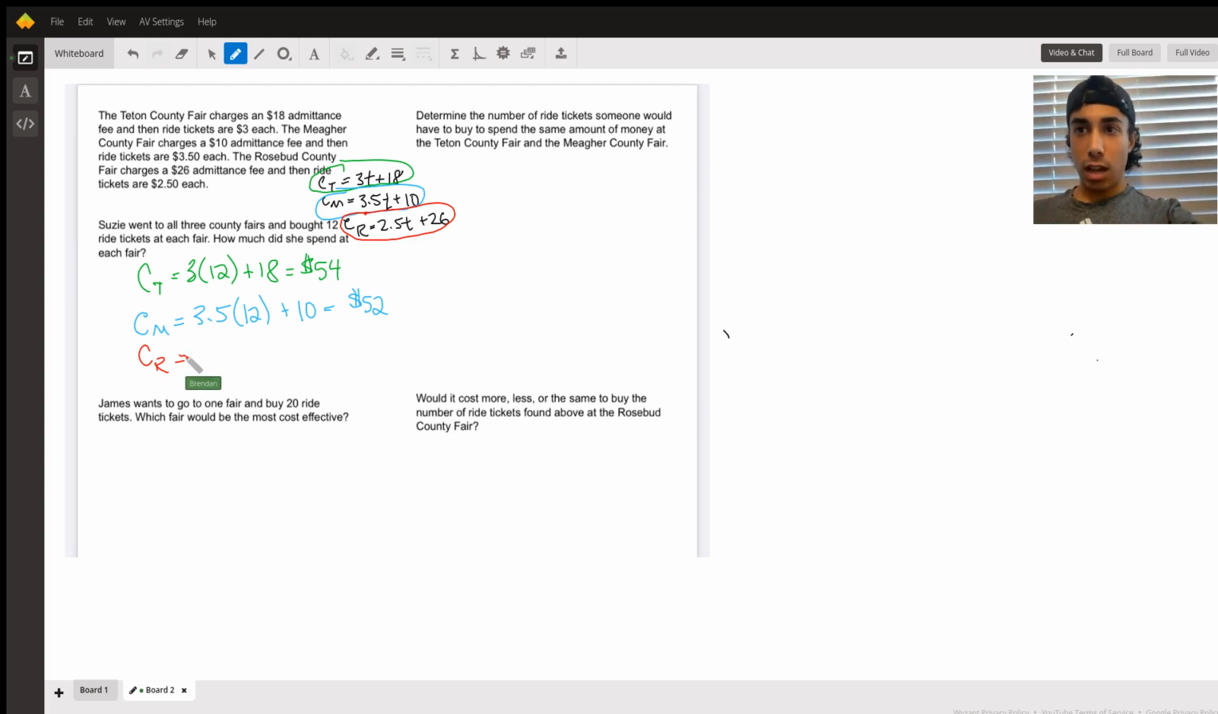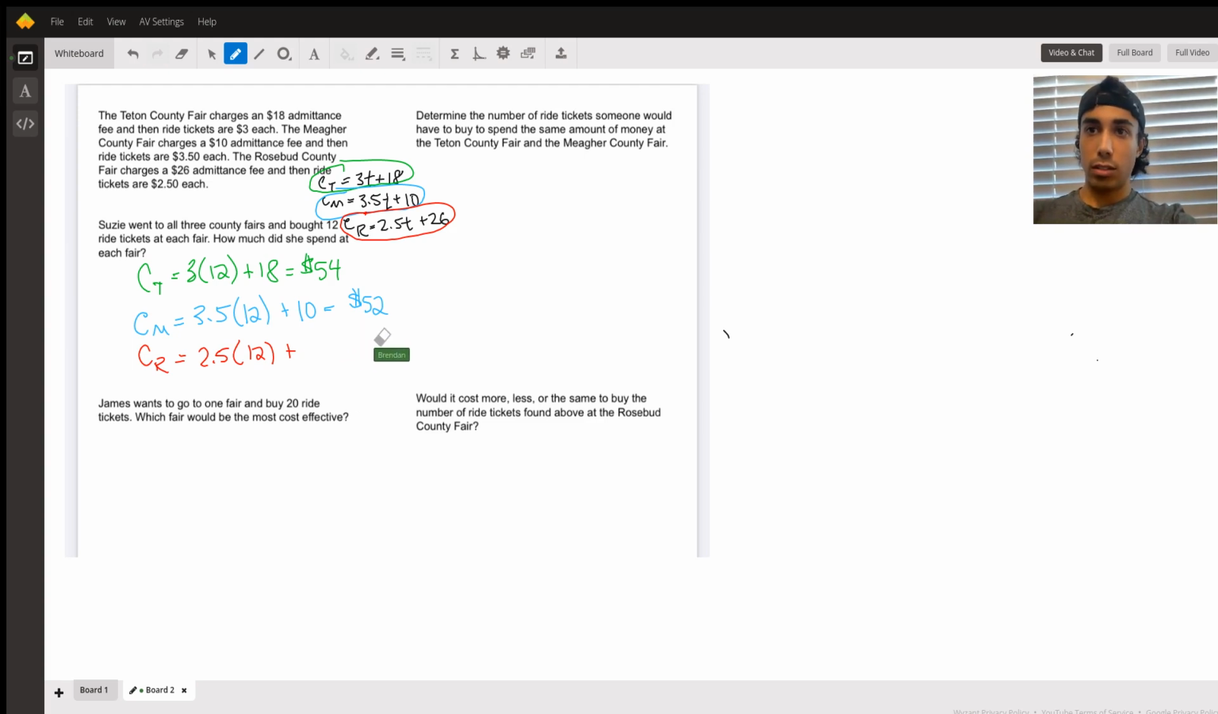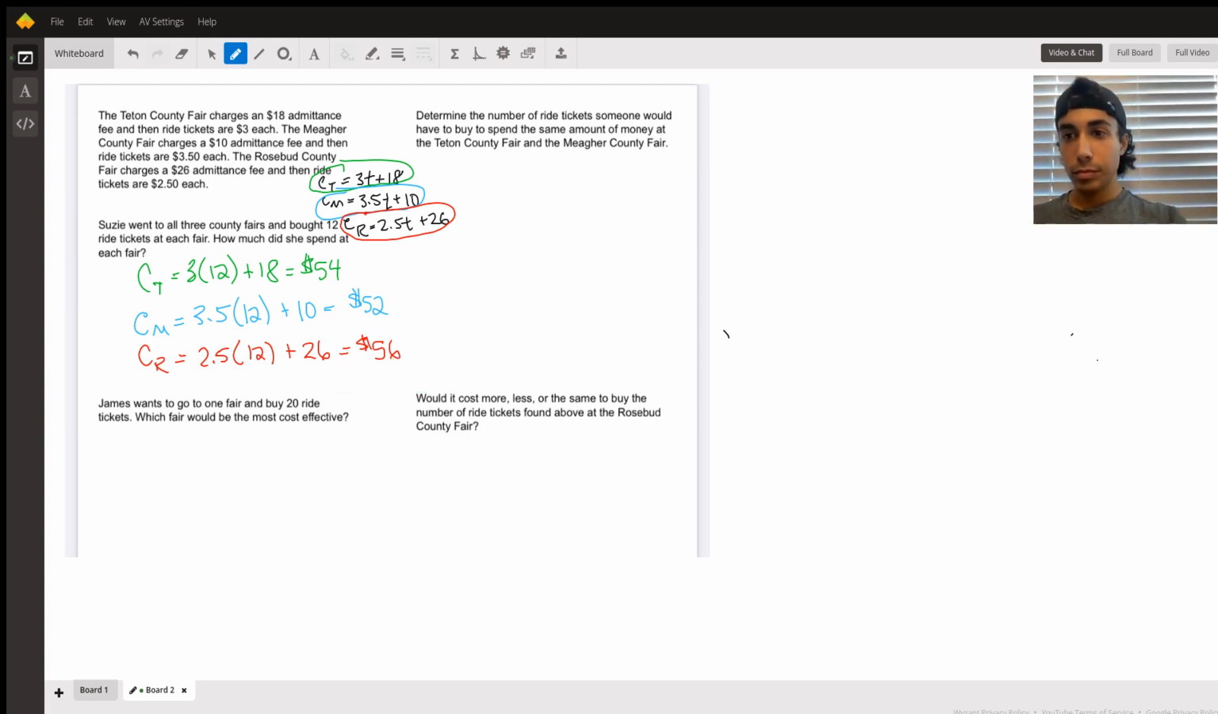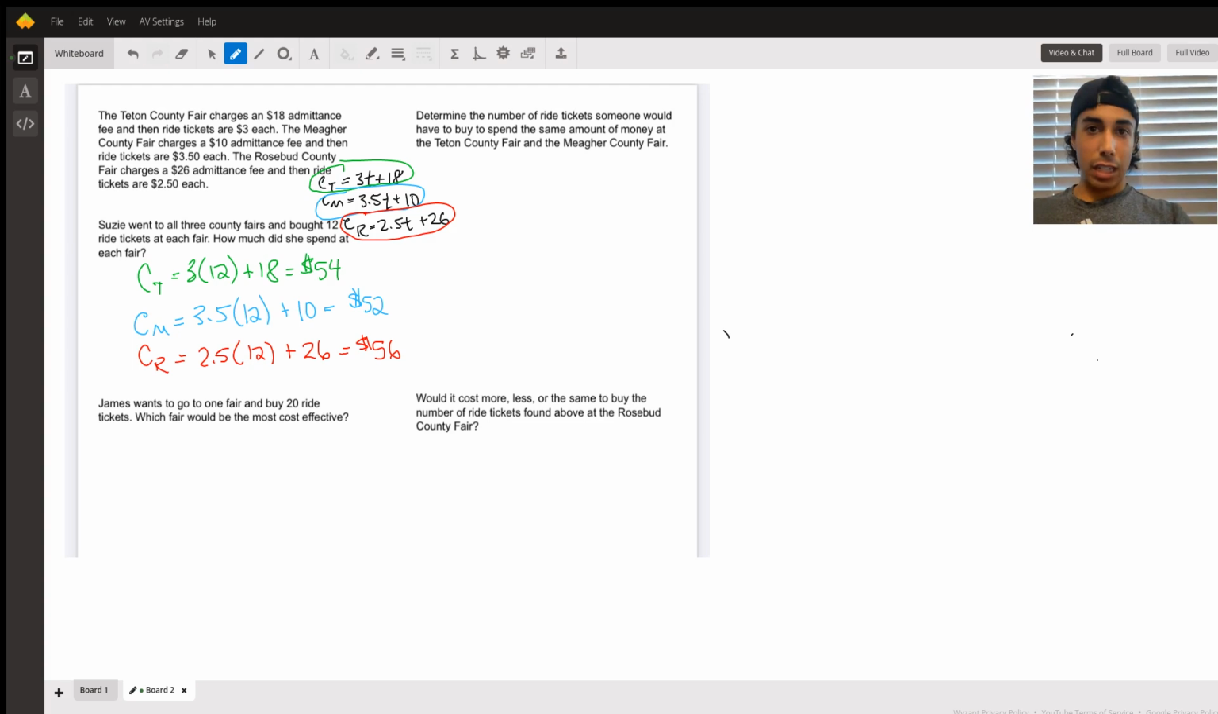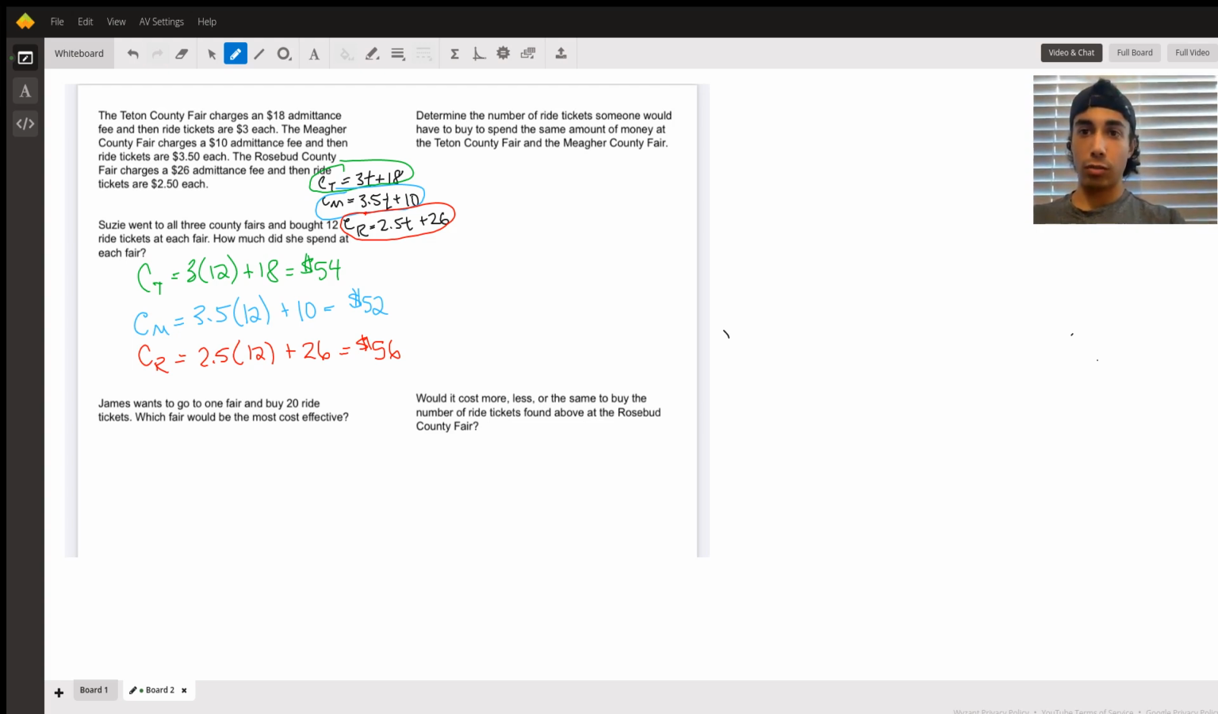The last one, cost of Rosebud, was $2.50 per ticket. So we're going to have 2.5 times 12 plus, oh no, I don't know where I got 10 from. Whoops, that is a 26. Plus 26 is going to come out to $56. So that is the cost of each fair. Cost of Teton was 54, cost of Meager was 52, and cost of Rosebud is 56 if you go to each one and buy 12 tickets.